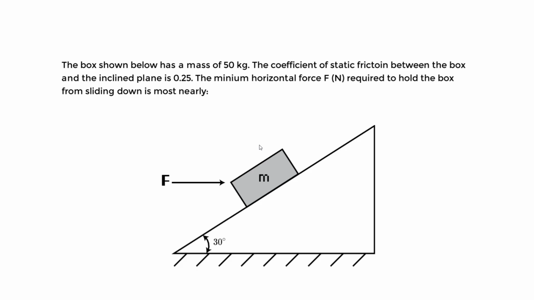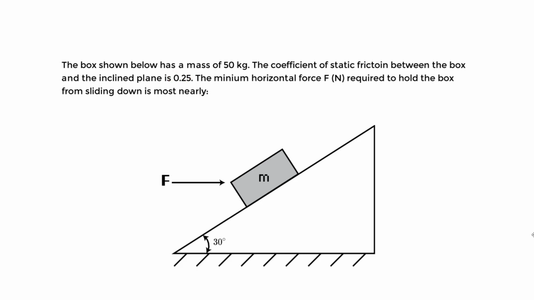So now let's do a basic static friction example for an inclined plane, and I would know this before taking the FE exam. We're told we have a box shown below that has a mass of 50 kilograms. The coefficient of static friction, so this is friction, between the box and the inclined plane is 0.25. So this box and the inclined plane, they come in contact, right? So there's going to be some friction developed, and we're given that coefficient of friction.